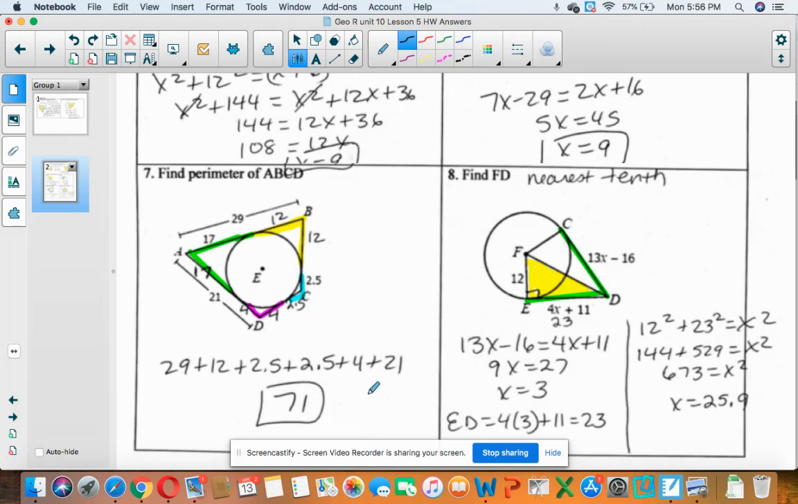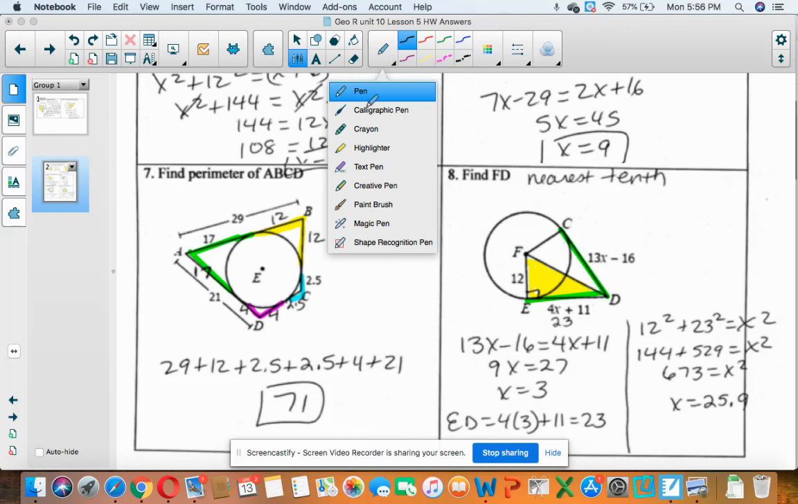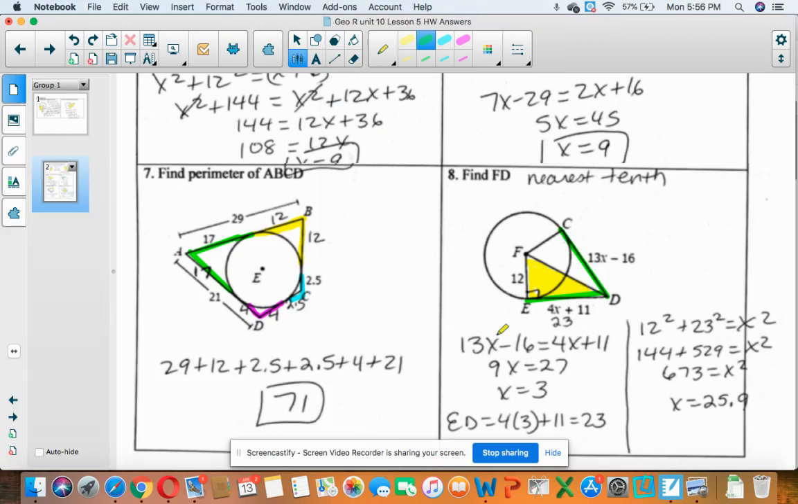And number 8 is the last one. Let's see, I have these two green lines are tangent lines, so they are going to be equal to each other. So that's the first part of the problem. Again, anytime you have two tangent lines that meet at an external point, those two tangent lines are equal to each other.